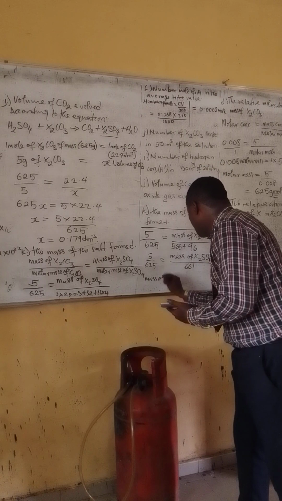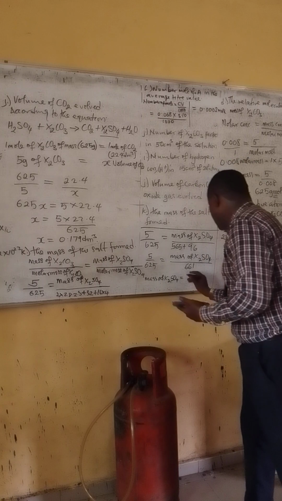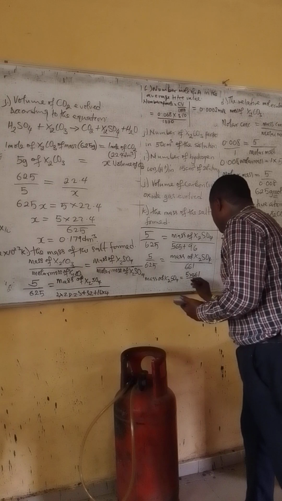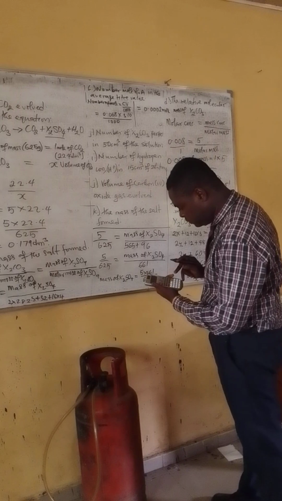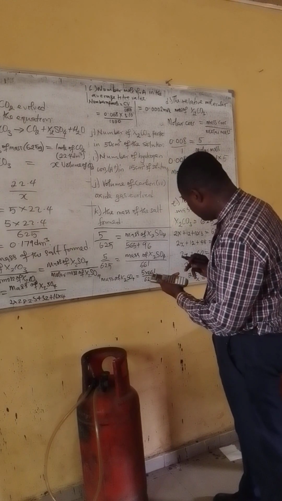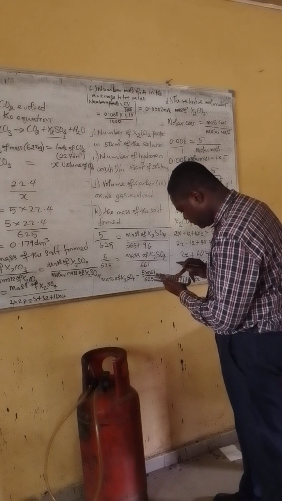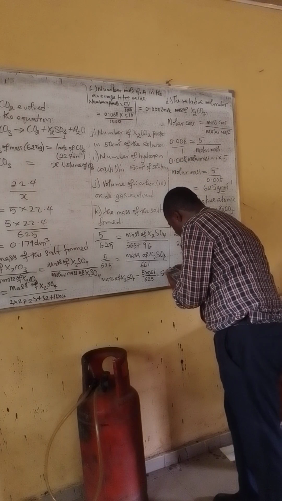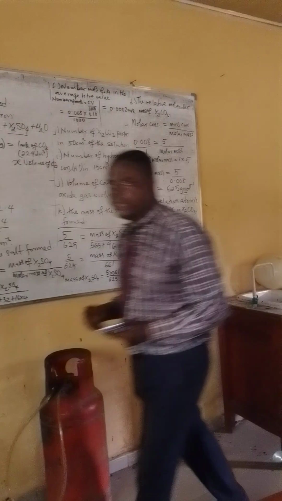Mass of X2SO4 will now give us 5 times 661 over 625. So this is times 5, then over 625. So the answer is finally 5.288 gram. So we have come to the end of this calculation.